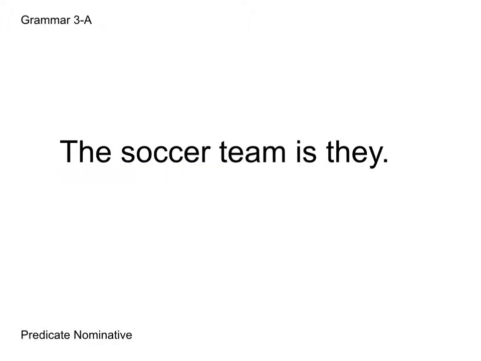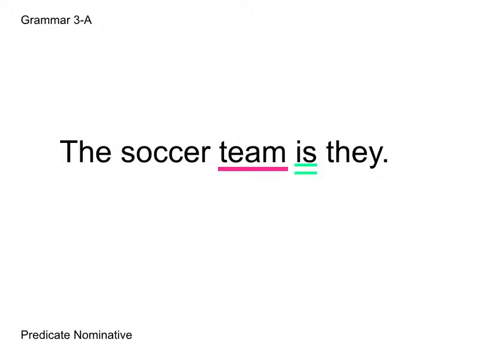Let's look at one more example of a sentence. We have the soccer team is they. Now this sentence will sound really awkward because we often will say in common speech, the soccer team is them. But that is not proper grammar, as we will see in a few minutes. So let's find our subject and verb first. Team is our subject, is the verb. So now let's see, we have the soccer team is they.